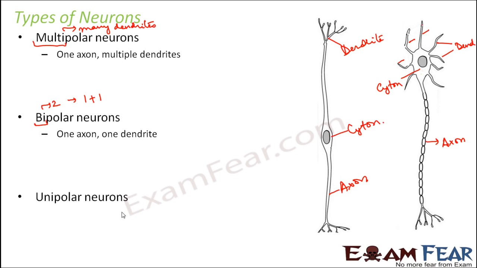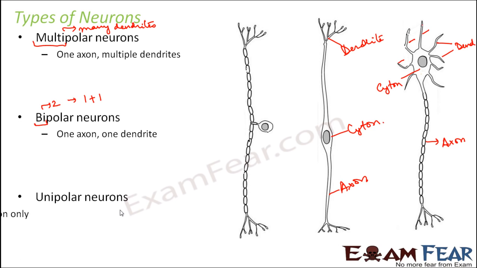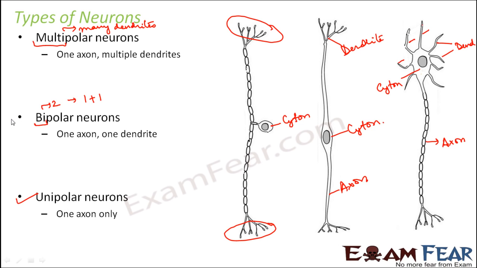Then the third one is the unipolar neuron. In a unipolar neuron, you are obviously going to have one axon because that is fixed. But in this case, initially you do not have any dendrites. This is your cell body or the cyton, and from the cell body you just have one axon which is so long, and on one end you have the axon endings, while on the other end it later gives rise to the dendrite. So you just have one single axon. There is no dendrite coming up directly from the cell body. So that is known as a unipolar neuron.